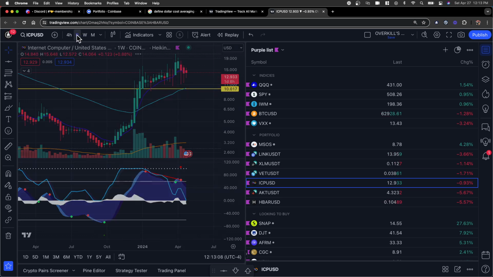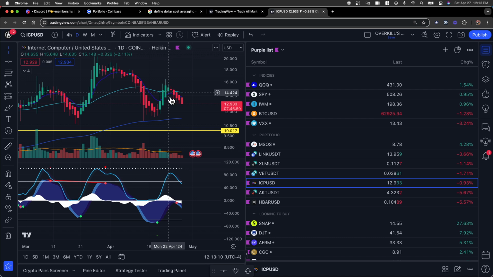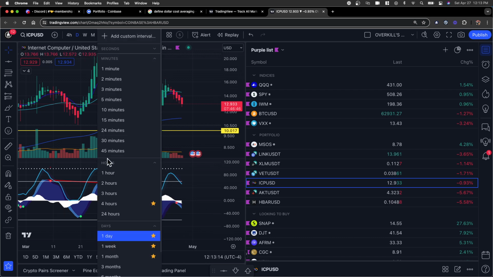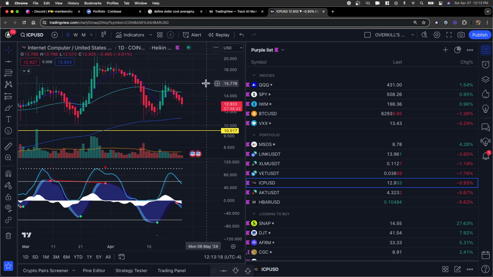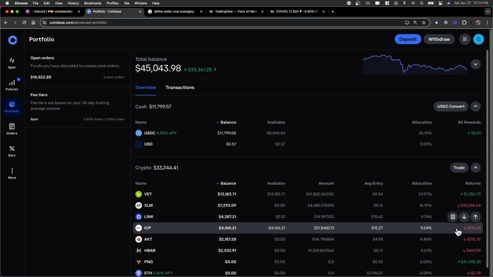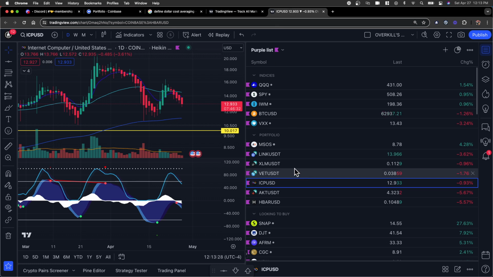So I'm looking to add another 5% to my position on the next green daily dot on ICP. Okay, and I'm pretty much just going to start using the dailies. I'm going to take the 4 hour off. We're looking at the daily, the weekly, and the monthly. So the next green dot on the daily will be an average down. Again, I'll add another 5% to my position on ICP, and that's how we're going to do that.